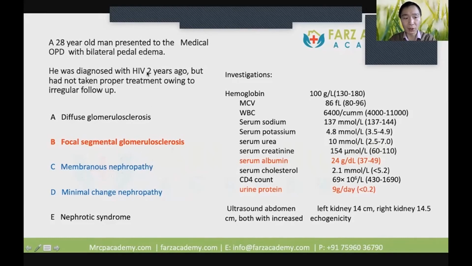The clue in the question here is a history of HIV. HIV is associated with focal segmental glomerulosclerosis, and if you see a question with nephrotic syndrome and cancer, the most likely diagnosis will be membranous, as that is associated with nephrotic syndrome in certain groups of malignancy. But in this question, the answer here is focal segmental glomerulosclerosis, the cause of nephrotic syndrome due to his past history of HIV.